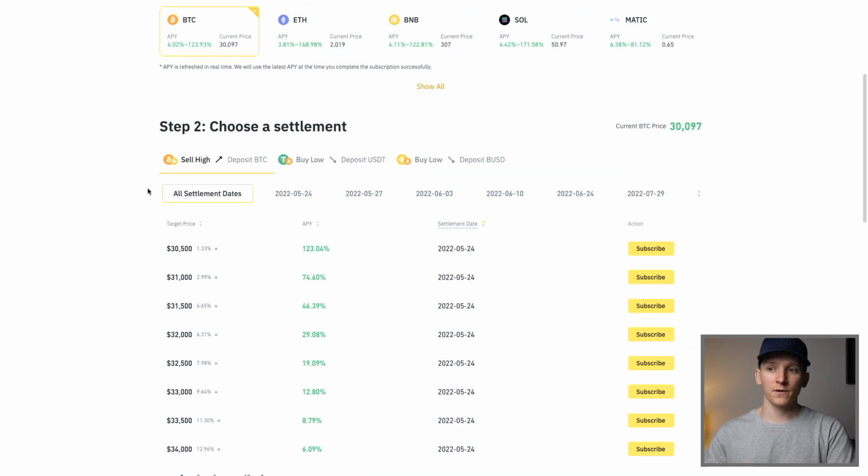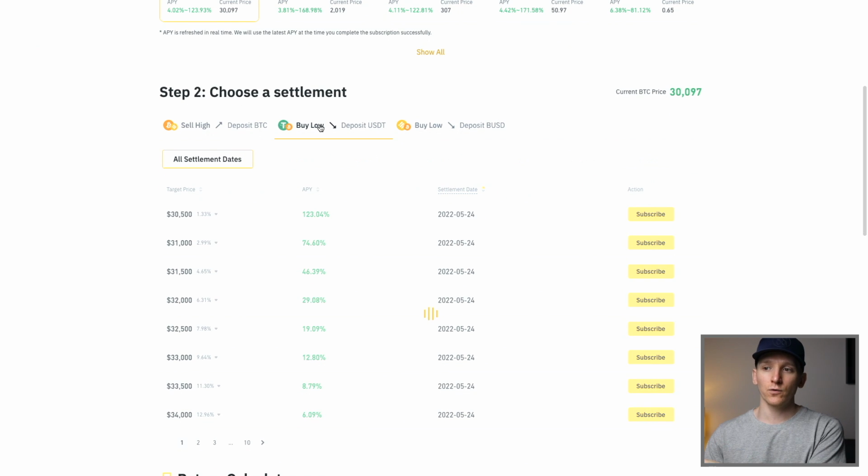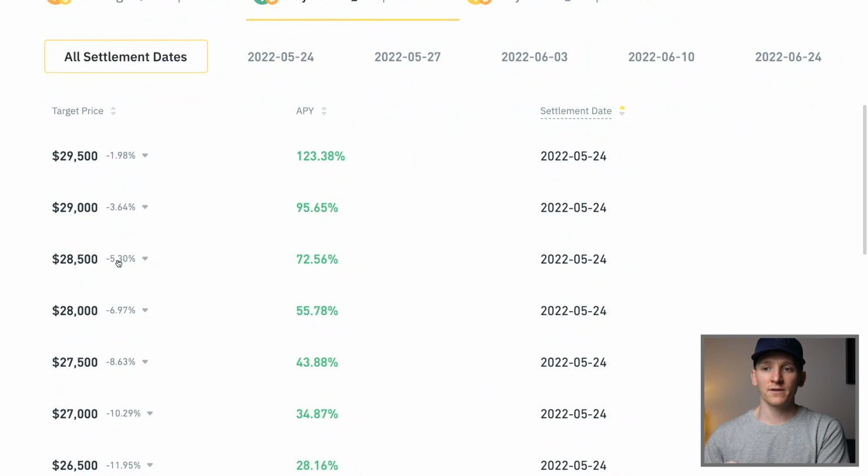Now I'm going to show you using US dollars, and this is when you are willing to buy BTC or another coin and you want the premiums as well. So if you're looking to maybe pick some Bitcoin up, but you're looking to also earn some yield, this may be for you. So what you can do is change over to USDT, BUSD is the same thing. And then we have these target prices.